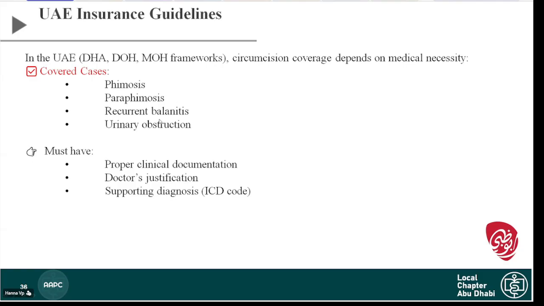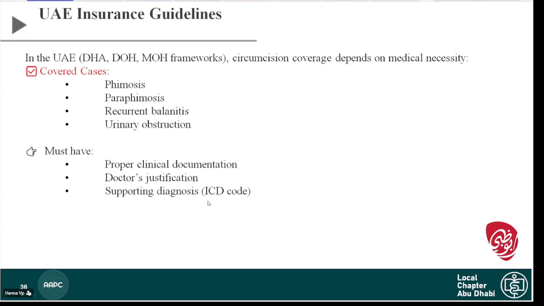These are the main cases which covered the insurance for the circumcision, and it should, but if it is covered, there must be documentation. We have to mention the documentation clearly. See, proper clinical documentation should be given, doctor's justification should be needed, and supporting diagnosis. There should be a proper ICD code also, then only they will allow.